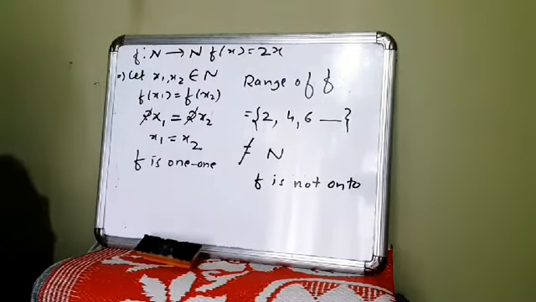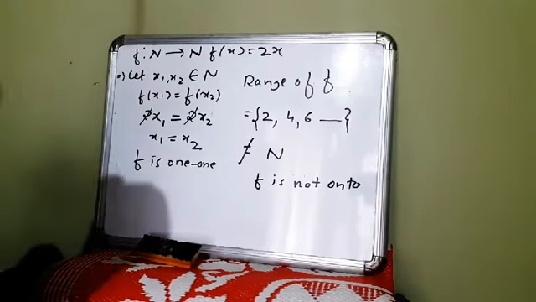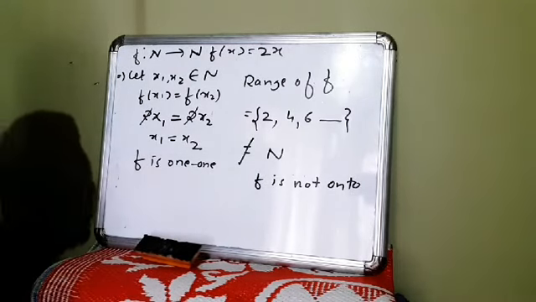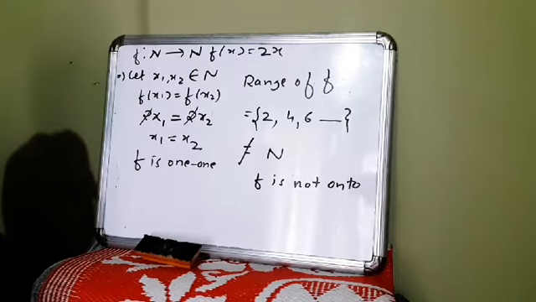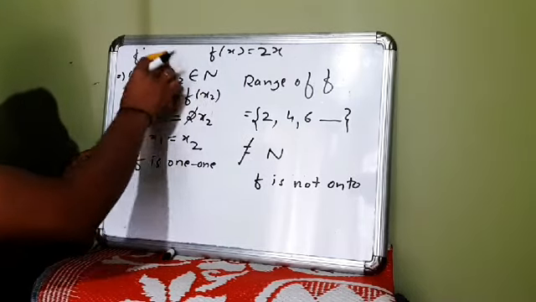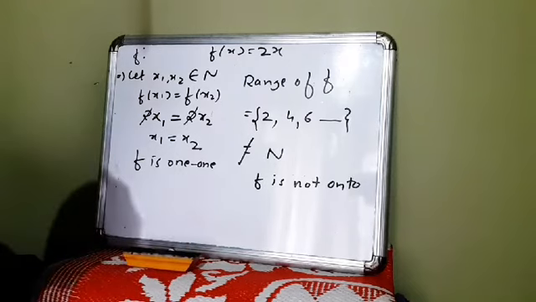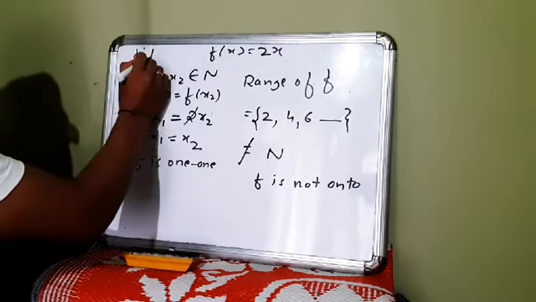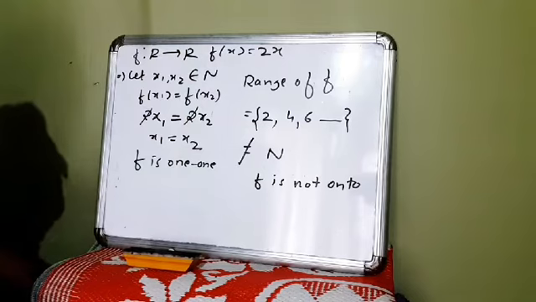F is not onto. So as per the question we have proved it: f is 1-1 but not onto. This is the example. Now one more example, but that example you have to take as homework. The function remains the same, I will just change the mapping.